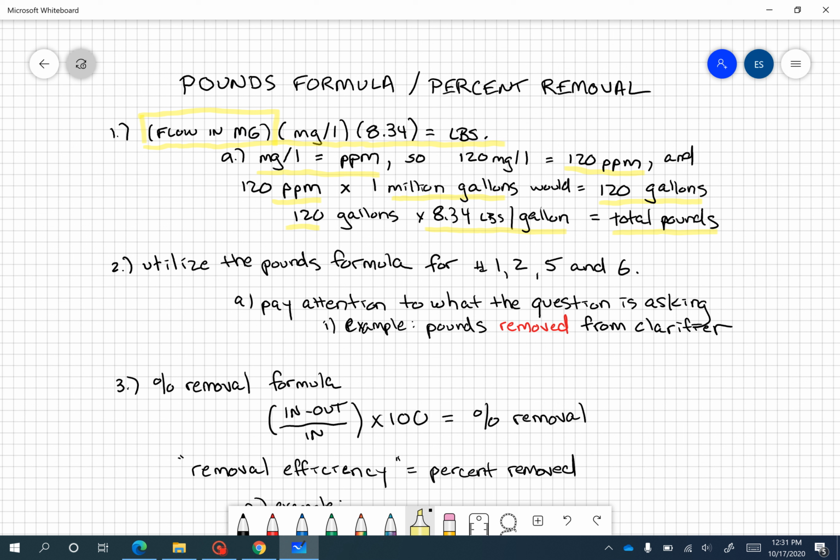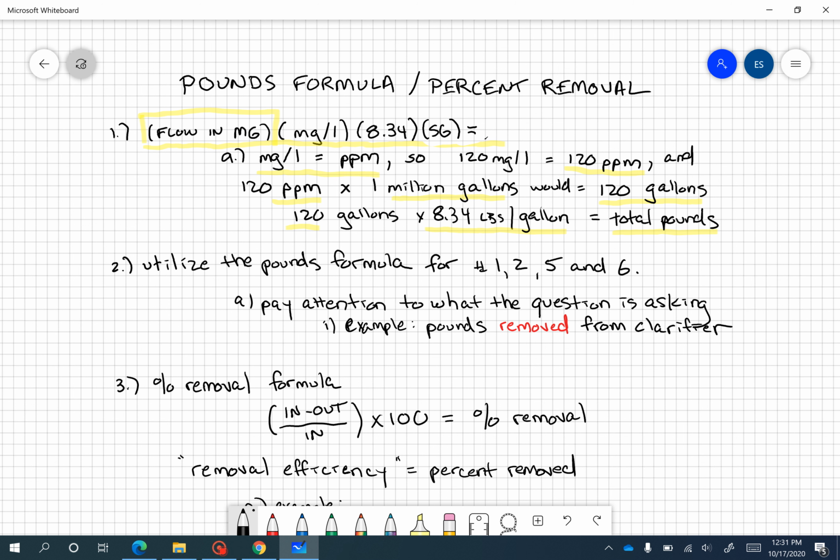So that's why the formula is set up the way it is, and that's also why we need to factor in specific gravity. So in some of these questions, if you were given a specific gravity different than 1, you would have to include that specific gravity to make the conversion from 8.34 pounds per gallon to a different number of pounds per gallon depending on the specific gravity. So that's where the pounds formula comes from.